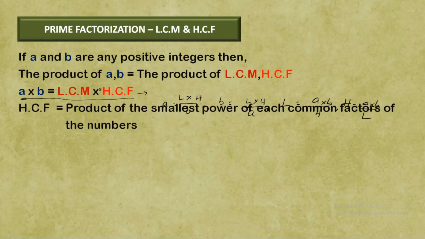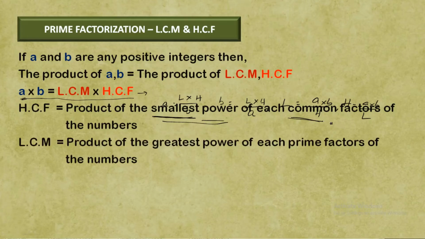See, LCM is equal to the product of the smallest power. You should remember this one, the product of the smallest power of each common factor. So here are two things you have to remember while finding HCF by prime factorization. First, we have to choose the smallest power of the common factors of the numbers. So we'll say about LCM, the product of the greatest power of each prime. So that is the difference between these two.